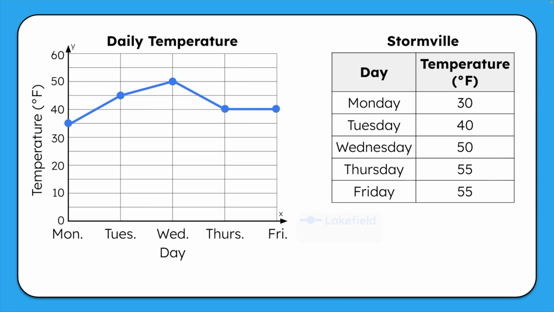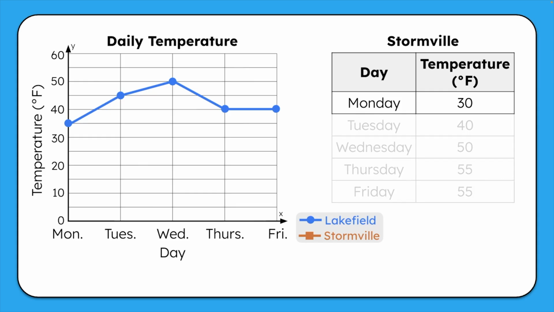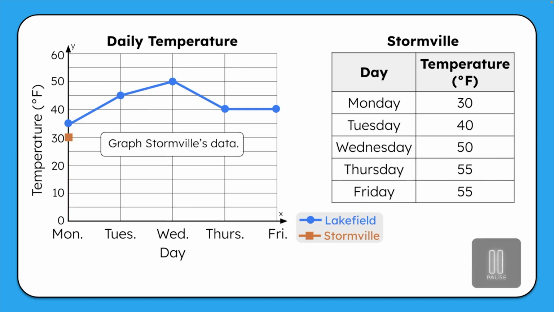To plot Stormville's data, we'll use a different color and shape to set it apart. Let's make a key. Lakefield was plotted as a blue line with circular points. I'll plot Stormville's as a brown line with square points. Let's graph the first point together. On Monday, Stormville was 30 degrees. So, plot the point where the lines for Monday and 30 meet. Pause and graph Stormville's temperatures.